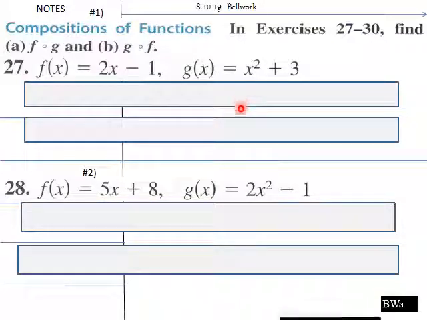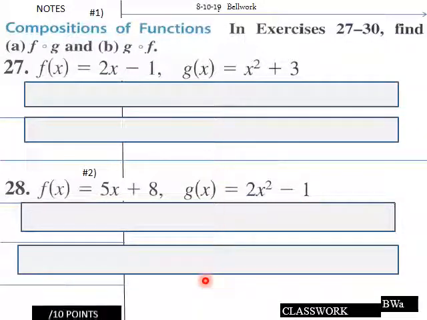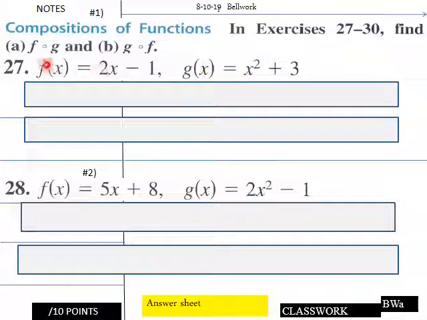And today's bell work, teachers, today's bell work for your students is find f of g and g of f. So you've got composite functions here and the same thing down here. So students, I'll give you 5 to 6 minutes for that.